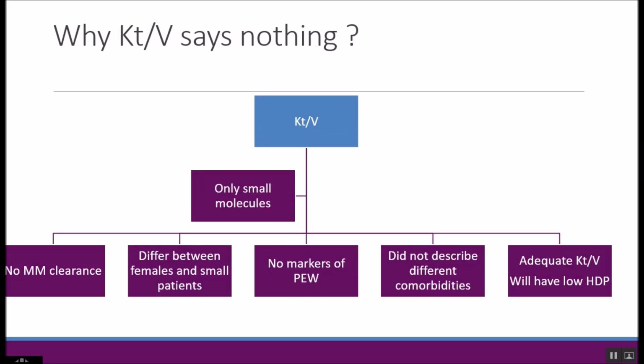Because Kt/V of urea covers only small molecules, with no middle molecule clearance, it differs between females and males and between small and bigger patients, has no markers of protein energy wasting, does not describe different comorbidities, and an adequate Kt/V can still have a low hemodialysis product. We will discuss what the hemodialysis product is.